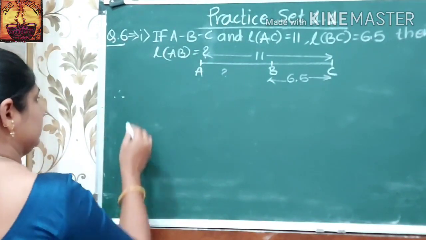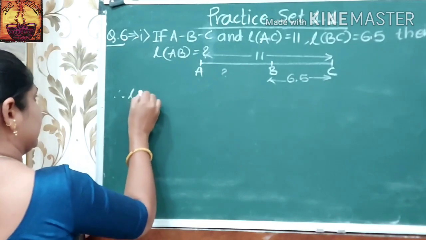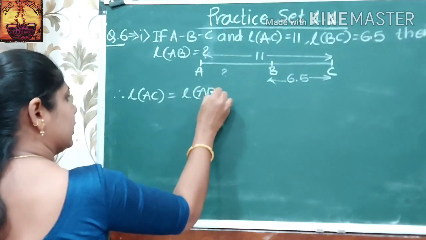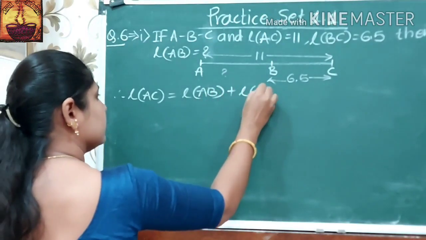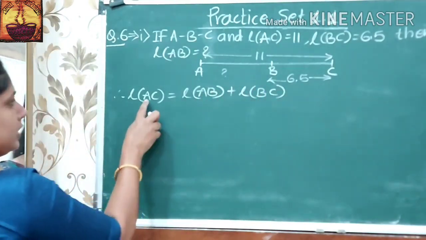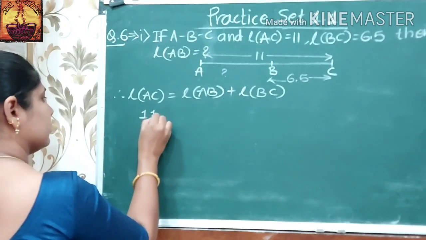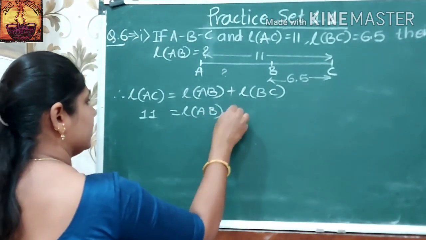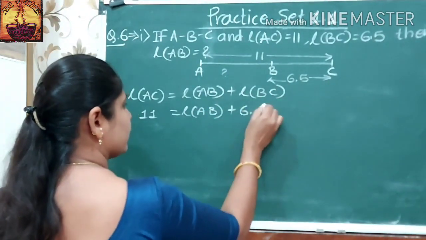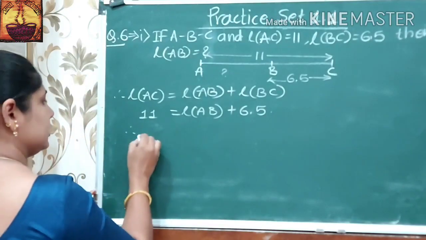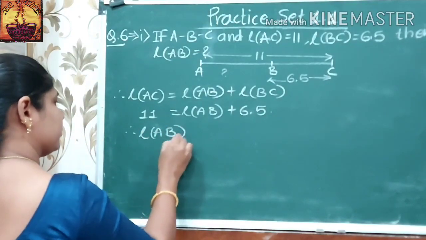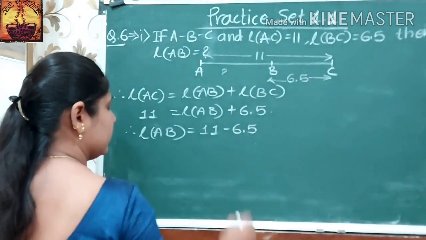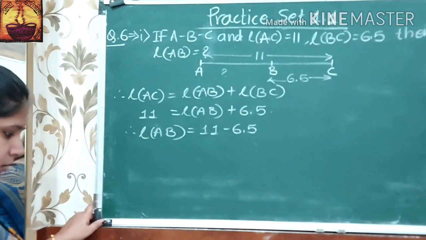By this figure, we say that length AC is equal to length AB plus length BC. We have AC equal to 11, equal to AB, as it is, plus length BC, which is 6.5. Now, finding the length AB, we write AB is equal to 11 minus 6.5.